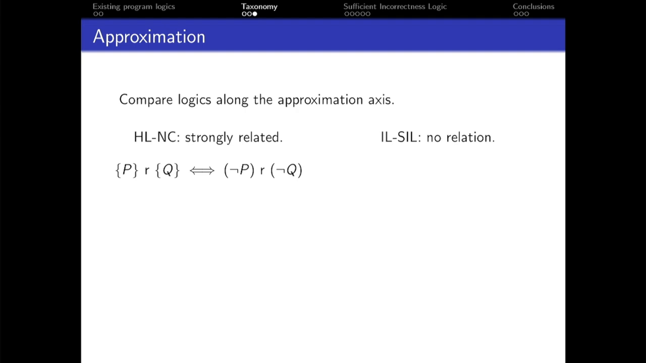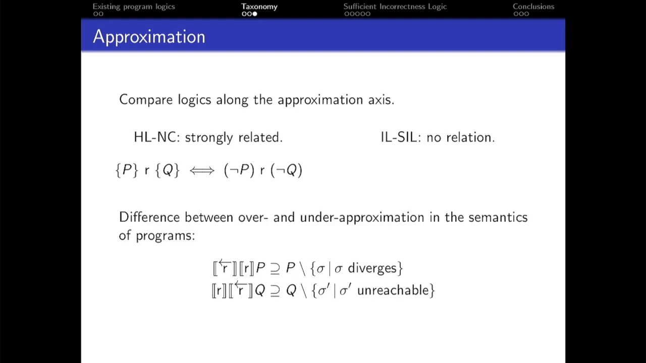With this relation, we went on to the under-approximation side. We compared incorrectness logic and sufficient incorrectness logic, and we were a bit surprised to find no such relation. Actually, we didn't find any relation at all between IL and SIL. An IL triple in general says nothing about a SIL triple and vice versa. And this lets us understand that over and under approximation are dual theories only on the surface, but there are lots of things that break the duality.